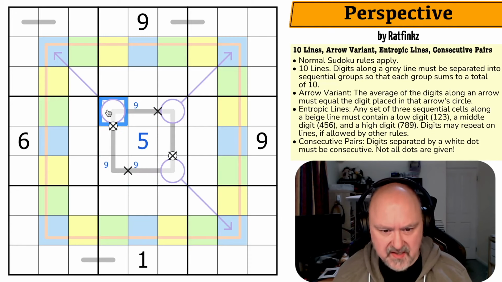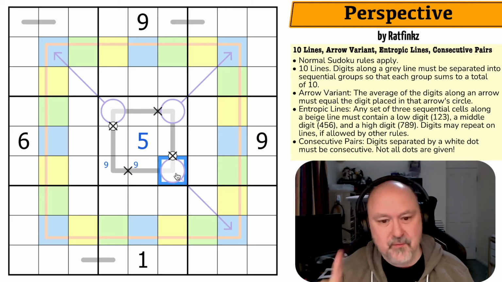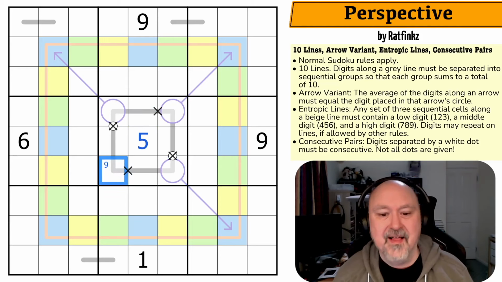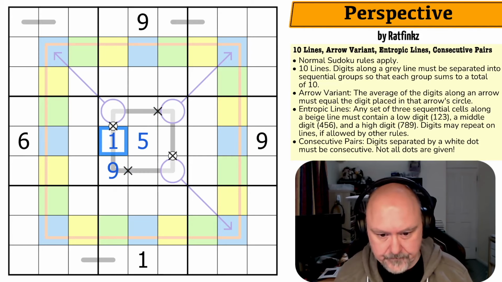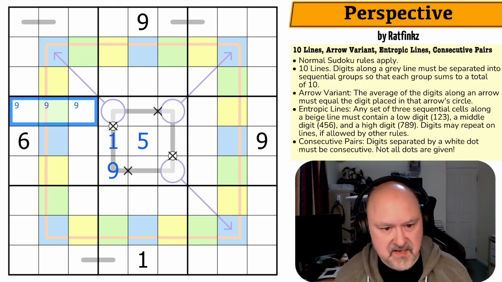A 9 here would make this a 1, which it can't be. So 9 isn't here. A 9 here would make this a 1, which it can't be. So that's not the 9. That's the 9 and that's the 1. That's really cool. Didn't see that coming. So that puts 9 somewhere up here.